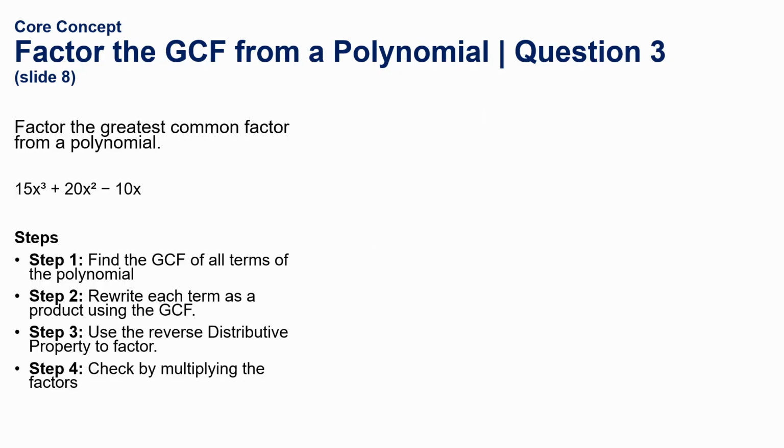For the third question, we have a polynomial that has 3 terms. So we're asked to factor the greatest common factor from a polynomial, 15x to the third power plus 20x squared, so x to the second power, minus 10x here. So our first step, once again, is to find the greatest common factor of each of the 3 different terms.